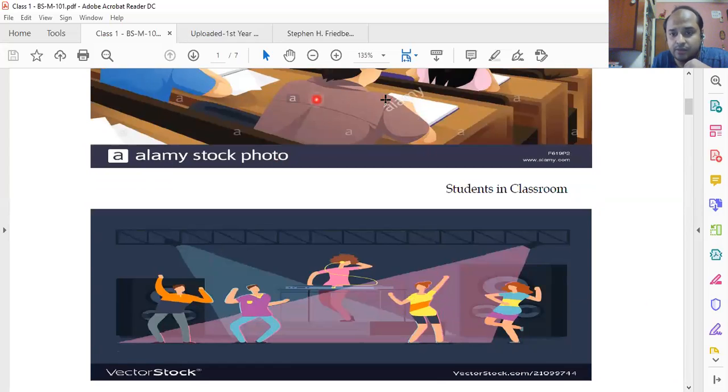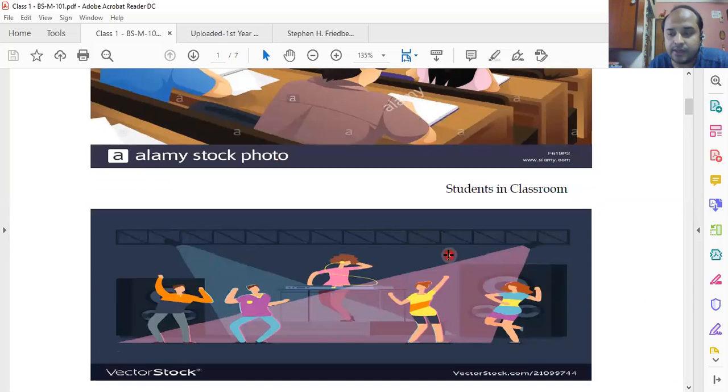these students who are sitting in the morning in the classroom are going to the pub and disco to have some party with their friends. Okay, so these students are dancing over here. So we can say that this particular collection is a collection of students.